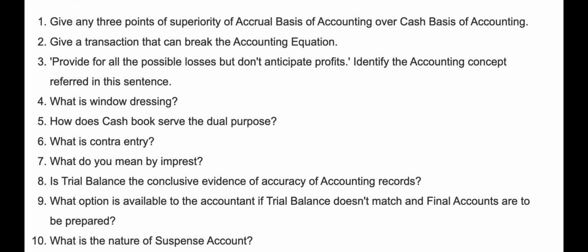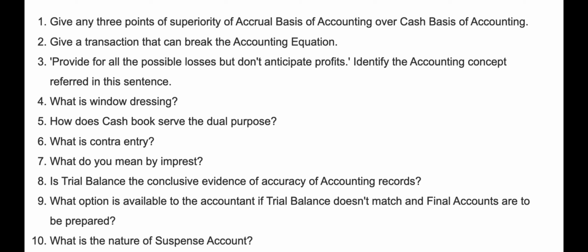2. Give a transaction that can break the accounting equation. 3. Provide for all the possible losses but don't anticipate profits. Identify the accounting concept referred in this sentence. 4. What is window dressing? 5. How does cash book serve the dual purpose?